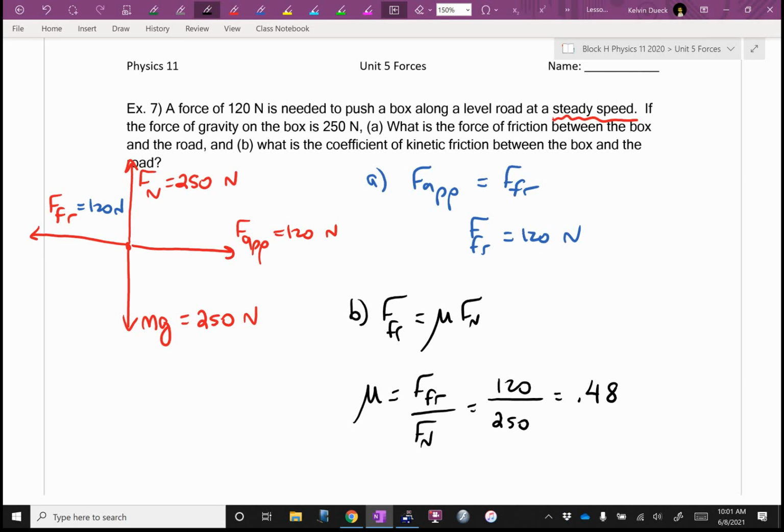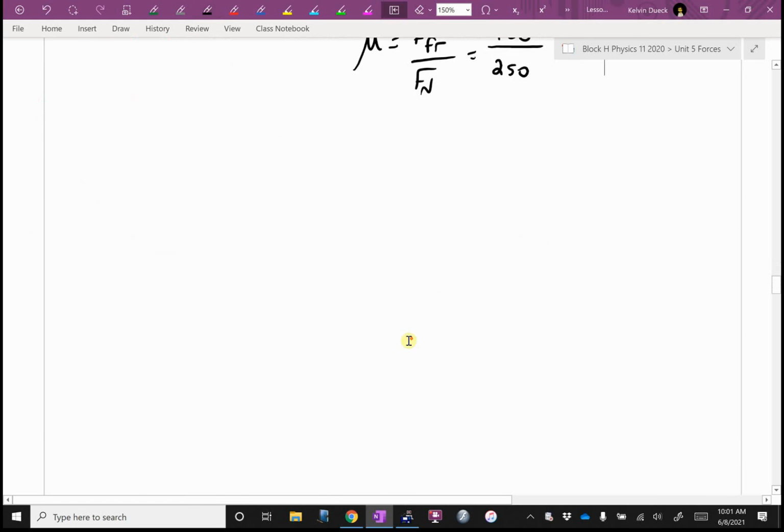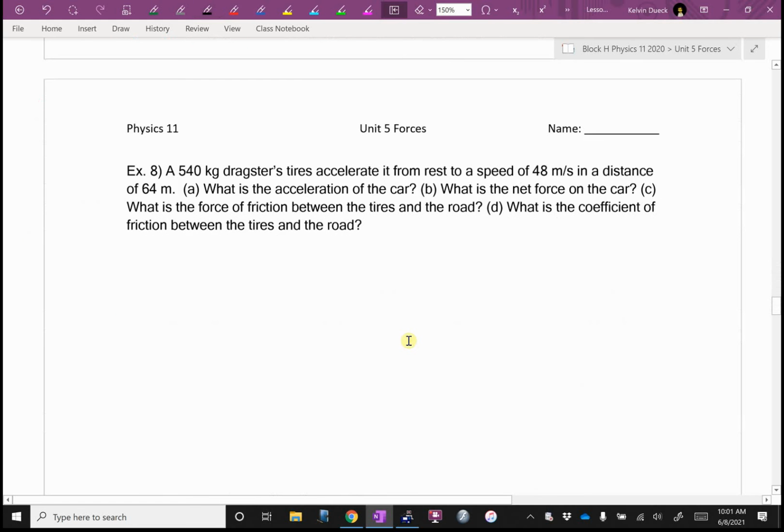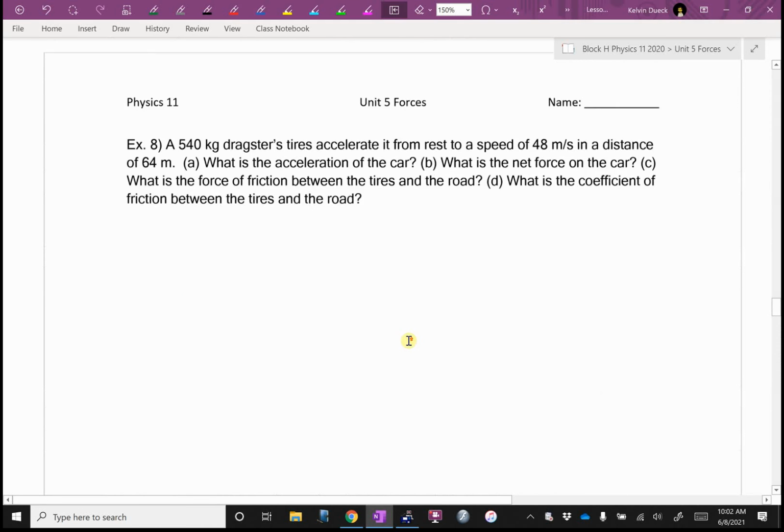So there's an example of a question that I think initially seemed really scary, but it kind of fell apart. Newtons divided by newtons, gone. Next page. I like example 8. And we've got one more after this. Cool.